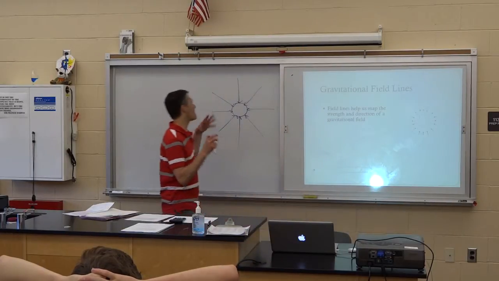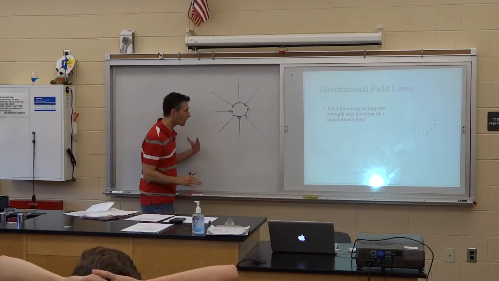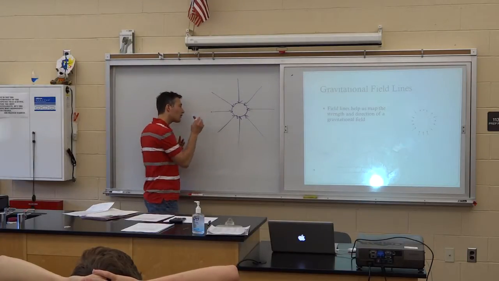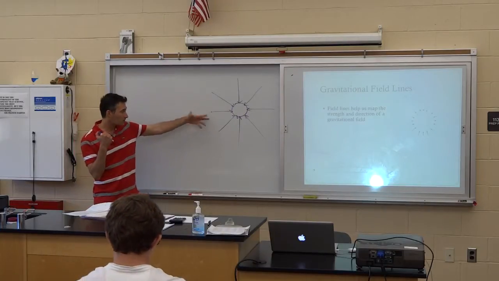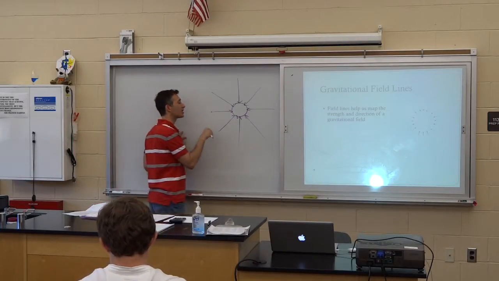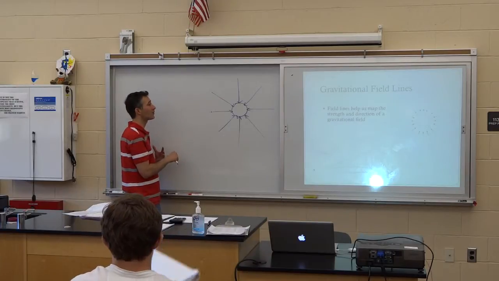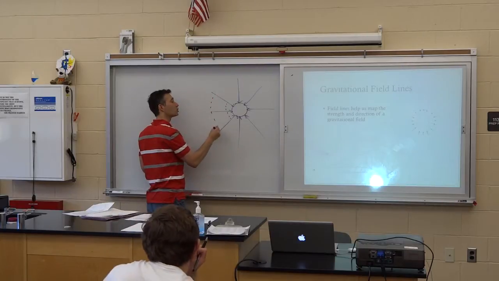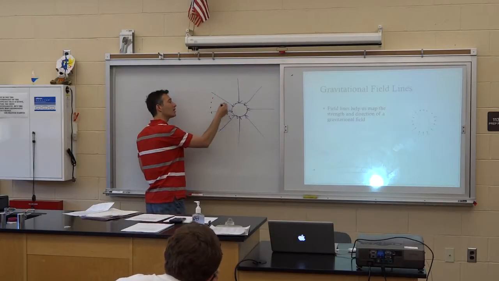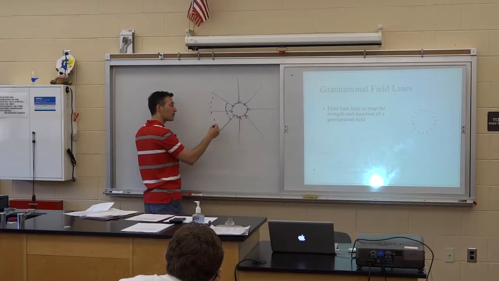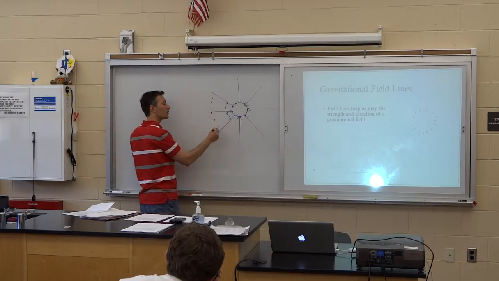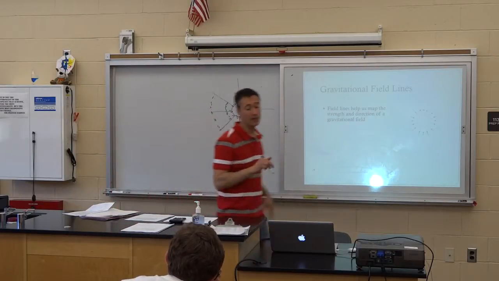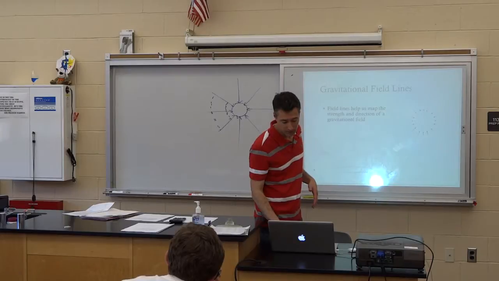The benefit and reason that we draw these fields is to do 2 things. It's to tell us the direction of the force that would act on a mass, and to give us some sense of the strength of the gravitational field, because the field line density is an indicator of the strength of the field. The field line density here is greater, right? The lines are closer together. That means the field strength is greater here, and the field strength is weaker here. And we know that because we're further away, but that's an added benefit of drawing the field lines.